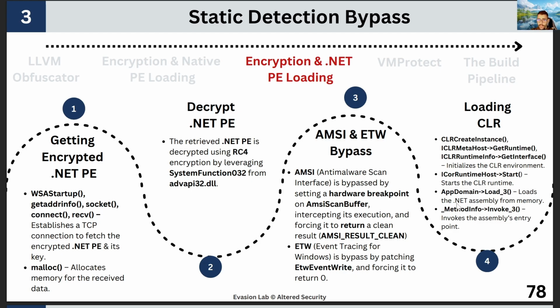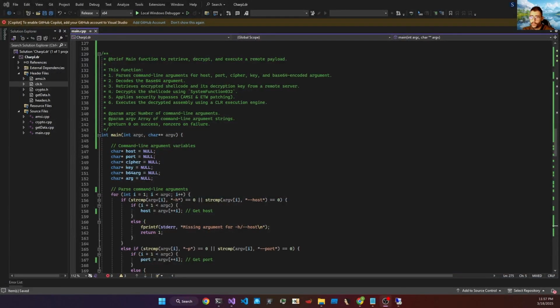And finally, we load and execute the .NET assembly. AppDomain Load_3 loads the decrypted .NET assembly into memory, and MethodInfo Invoke_3 invokes the entry point of the .NET assembly, executing the payload. Now let's take a look at the .NET decrypted PE loading with AMSI and ETW patching technique.